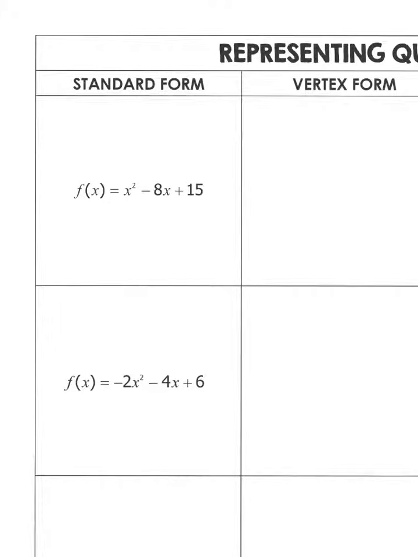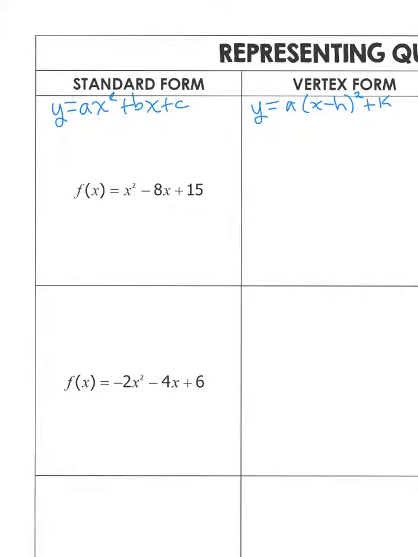Standard form, if you recall, is y equals ax squared plus bx plus c. So we're essentially going to be reviewing everything that we've done for the last few days. Vertex form is going to look like this: y equals a times (x minus h) squared plus k.